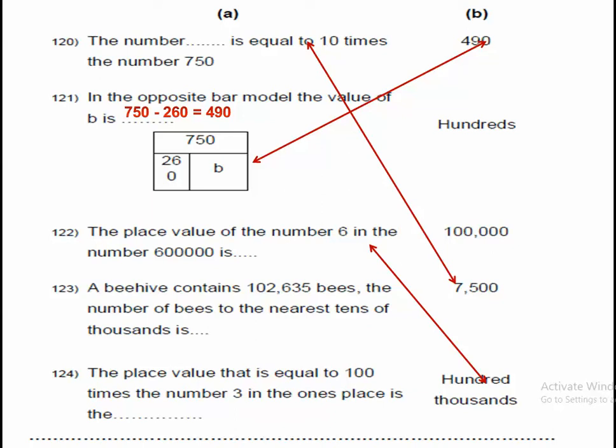A beehive contains 102,635 bees. The number of bees to the nearest 10,000 is, let's see, the 10,000 digit here is 0, so it will be 100,000. The place value that is equal to 100 times the number 3 in the ones place is hundreds.